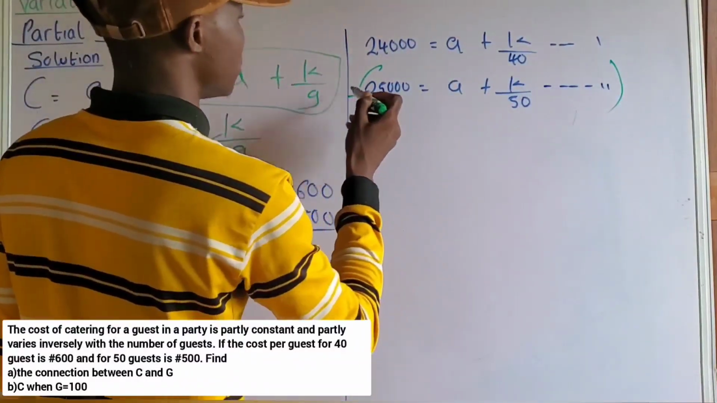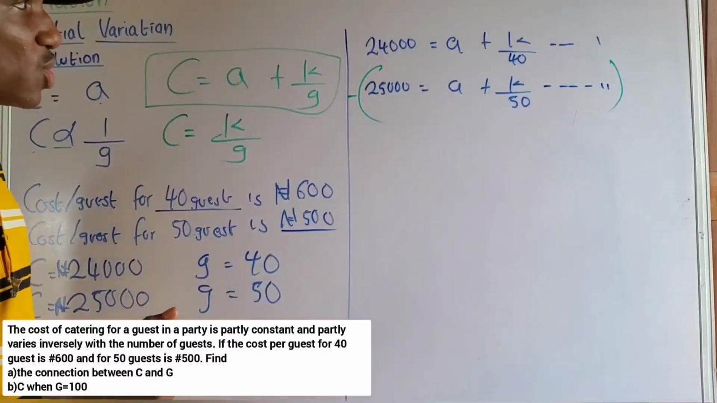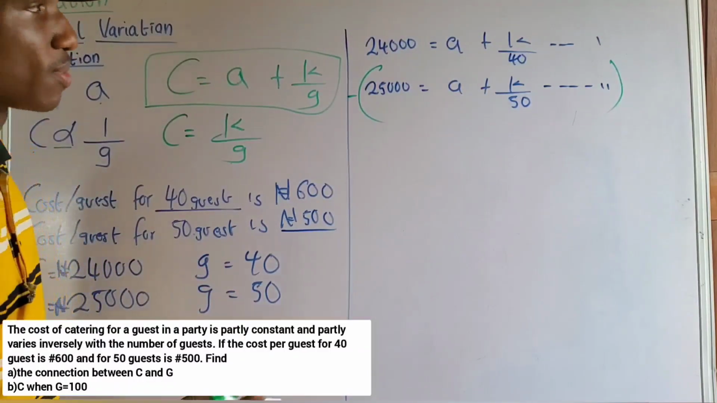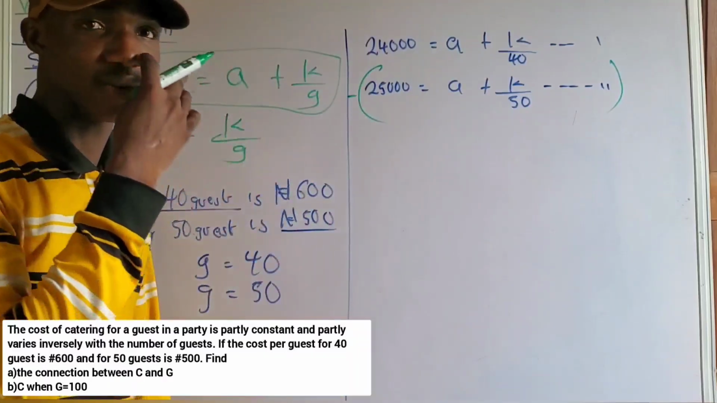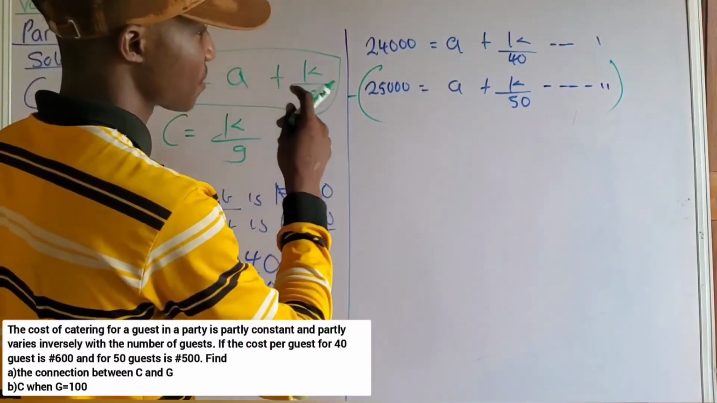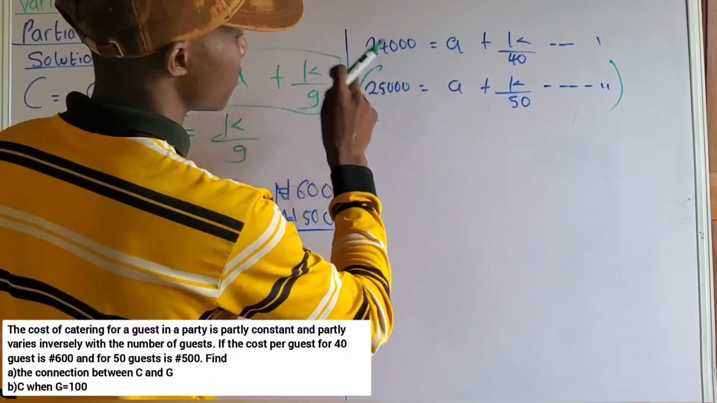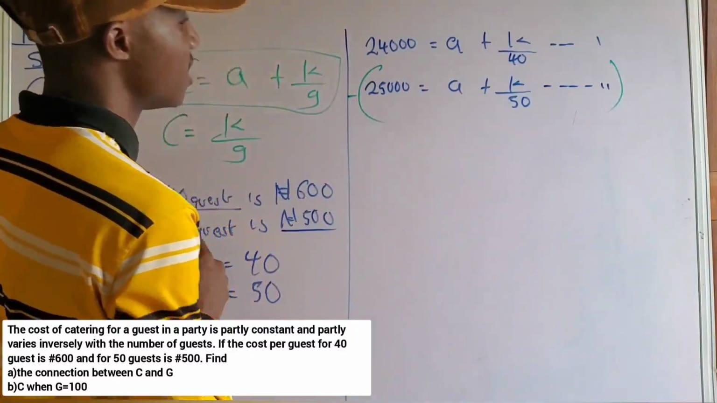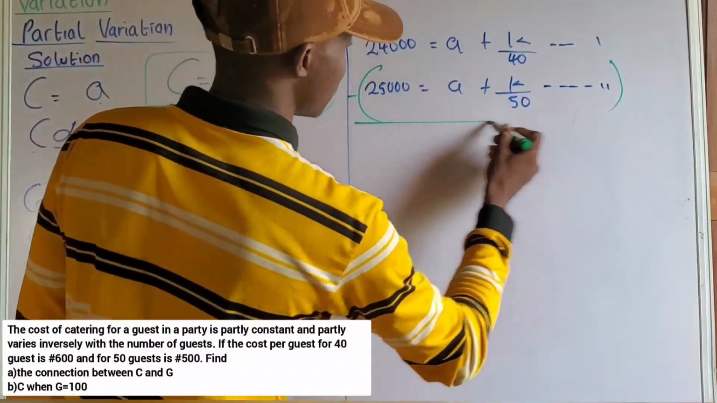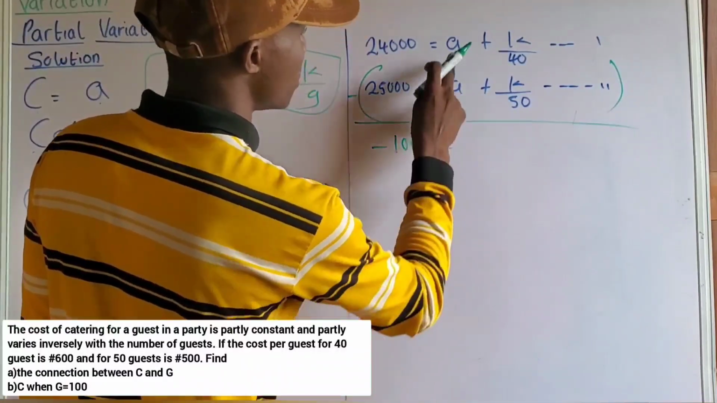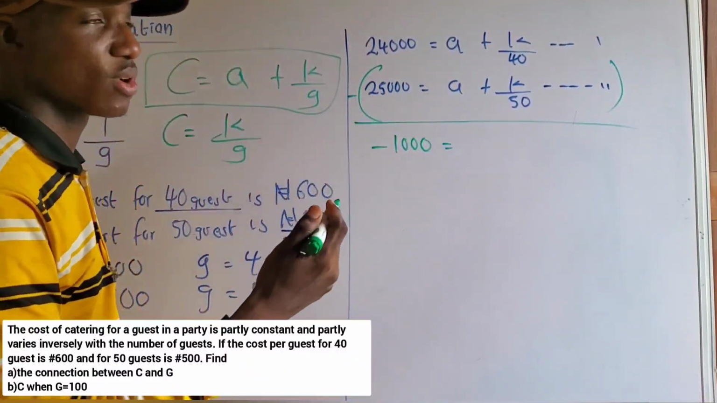We want to solve these equations simultaneously so that we can get the value of k. Are you getting it? And we can use the elimination method by subtracting equation 2 from equation 1. Okay, so I'm going to have 24,000 naira minus 25,000 naira. What's the answer? That is negative 1,000, right? Yes. Minus 1,000 equals A minus A. That is what? 0, right?